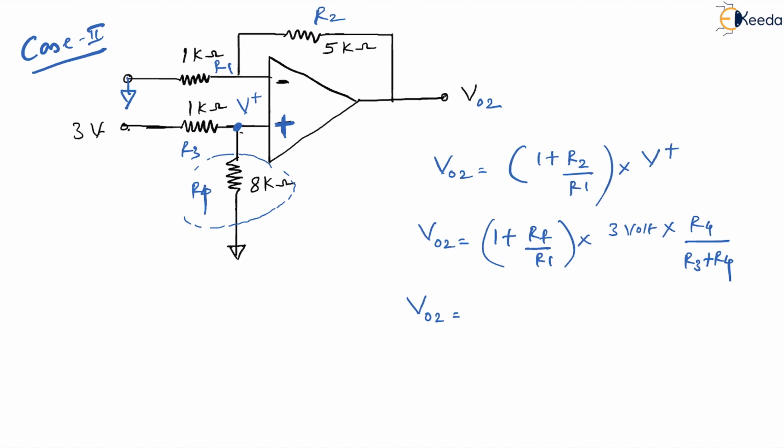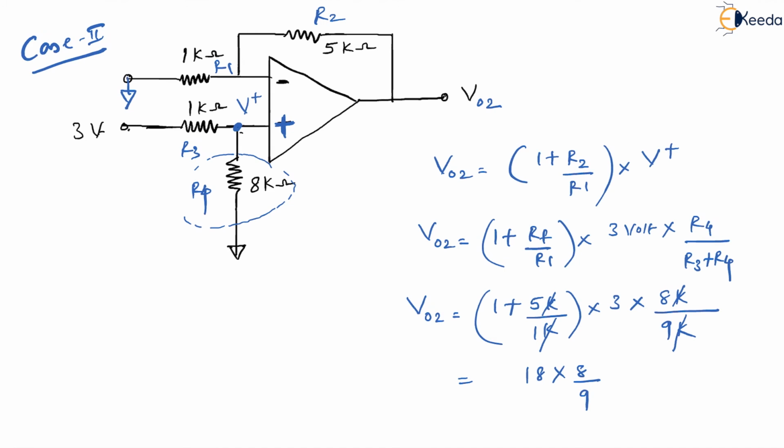Let me substitute the values. Finally, V02 is equal to 1 plus, what is the value of RF? It is 5K divided by 1K. This is multiplied with 3 multiplied by, what is the value of R4? It is 8K divided by R3 plus R4, so it is 9K. Here K and K get cancelled. 1 plus 5 becomes 6. 6 3s are 18 multiplied by 8 by 9. So it comes out to be 9 2s are 18, and this is 16 volt.